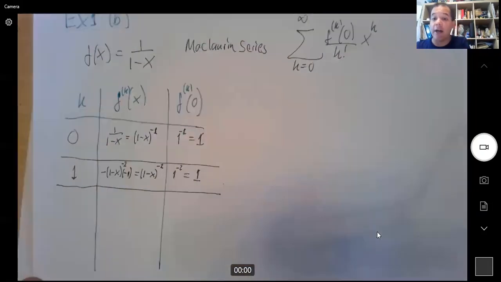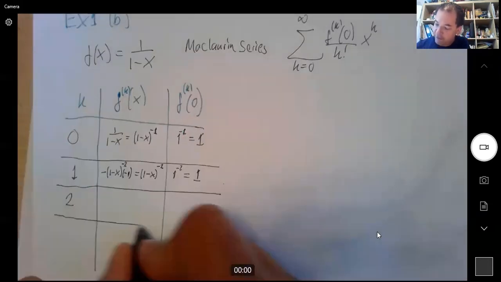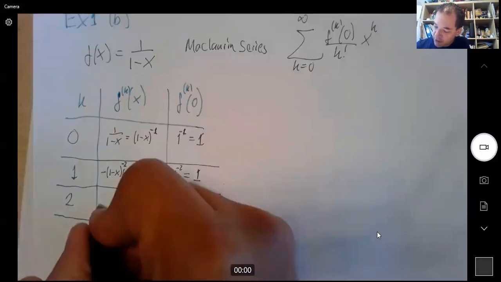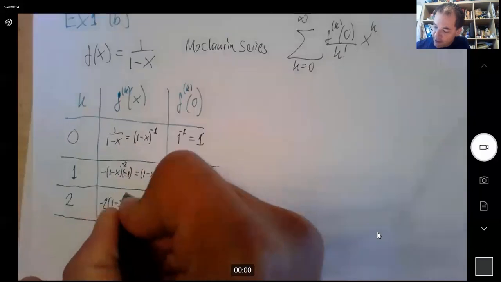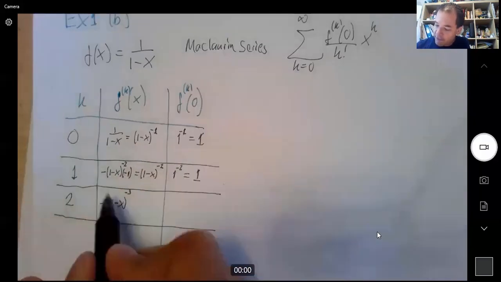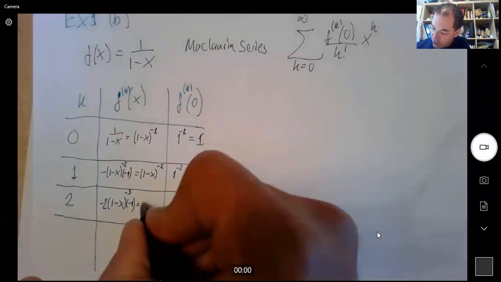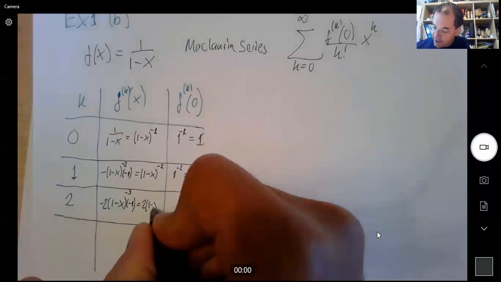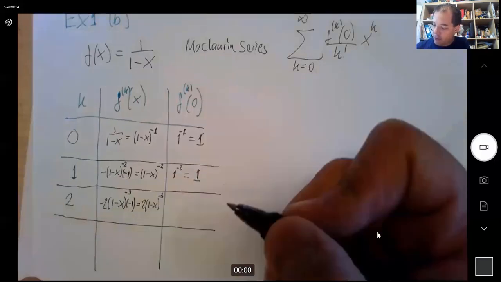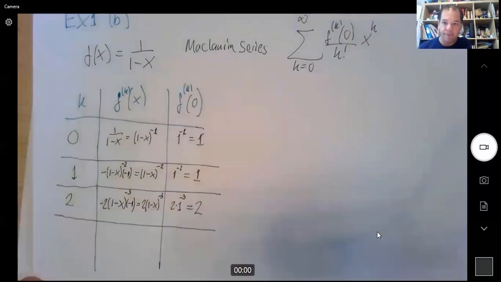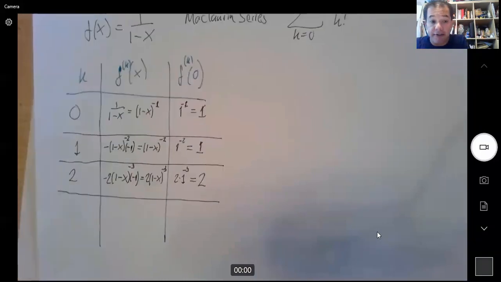We need to come up with a pattern, right? This is the hard part. We need to do lots of derivatives. Second derivative, the -2 comes down. It's (1 minus x) to the power -3 times the derivative of -x, which is -1. So it becomes 2 times (1 minus x) to the -3. And when we plug in 0, we get 2 times 1 to the -3, which is 2. All right? Are you starting to get a feeling of what the pattern is here?